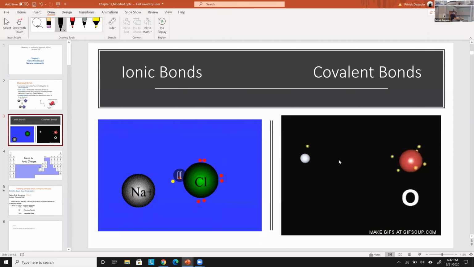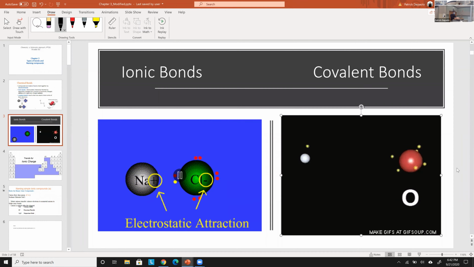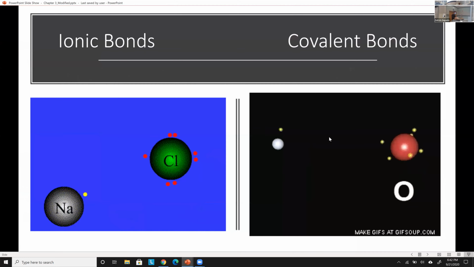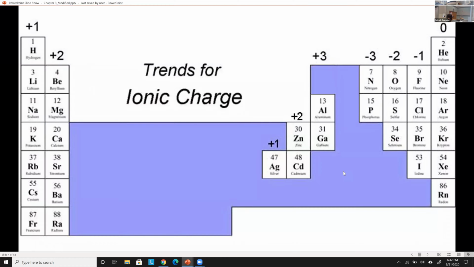That GIF should work. No, whatever. All right. Anyway, this is the trend for ionic charge you guys should know.